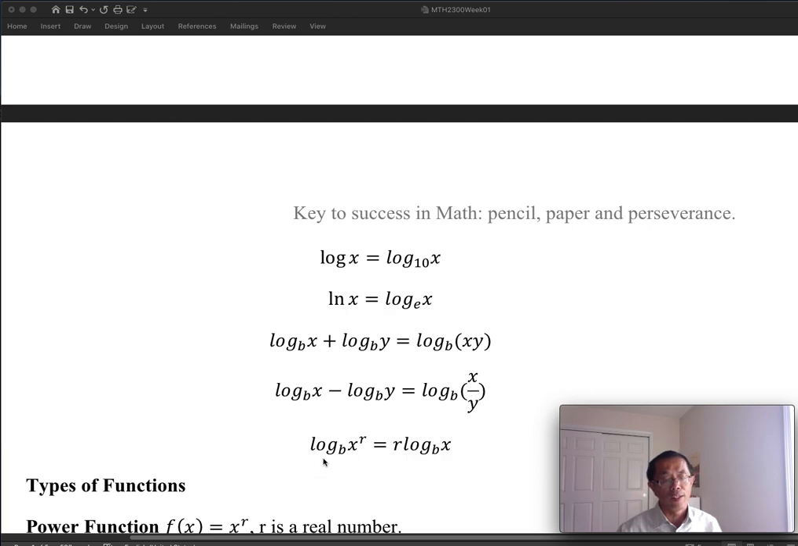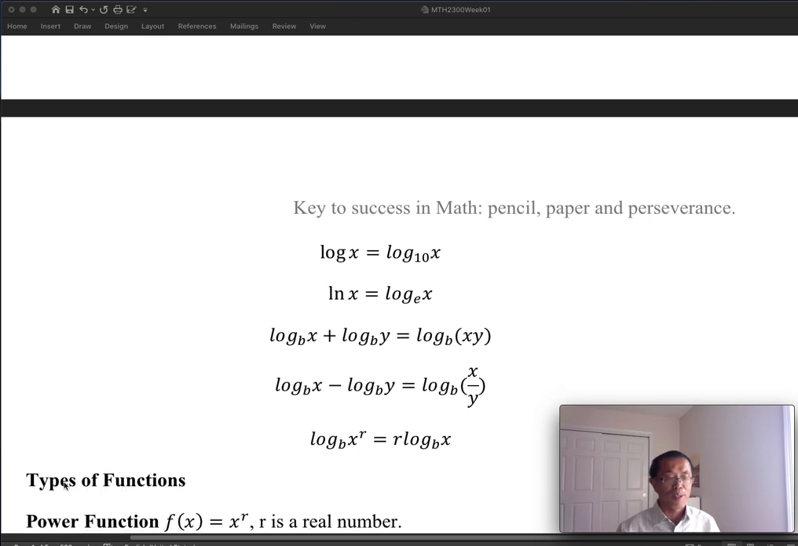Another case is when you have a logarithm and an exponential mixed, and it can still be simplified. Log base b of x to the power of r is the same as r times log base b of x. And accordingly, since we use logarithms and exponentials, we do have logarithmic functions and exponential functions. So the second part of the reviewing material is about types of functions.